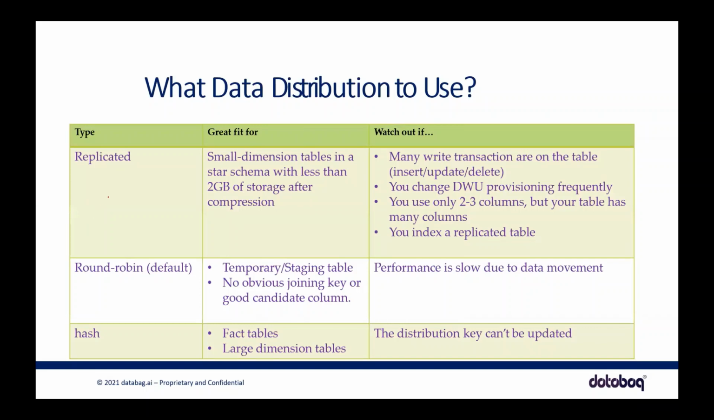Again, when to use what? Replication is for small dimensions, less than 2 GB. Use replication there. Round robin is for staging and loading data. Hash is used for facts, and also for large dimension tables. I don't think you'll have large dimension tables, but if in your use case you have large dimension tables, then you go for hash. I think with respect to the SQL data warehouse, especially Azure Synapse, these three topics are really important.